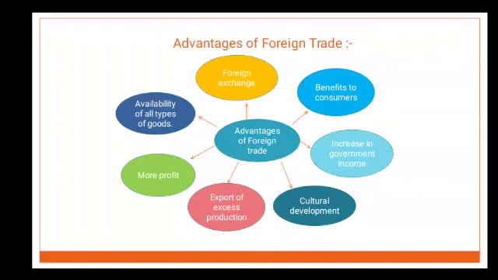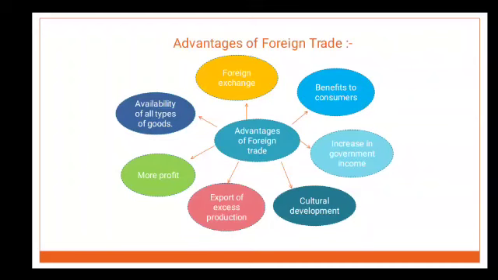First, foreign exchange. In that, a country is able to earn valuable foreign exchange by exporting its goods to other countries. With the help of the foreign exchange, it can purchase goods of its needs from other countries. Second, benefits to consumers. Consumers of the various countries also benefit from international trade. A variety of goods of better quality are available to them at reasonable prices. It leads to a rise in their standard of living.